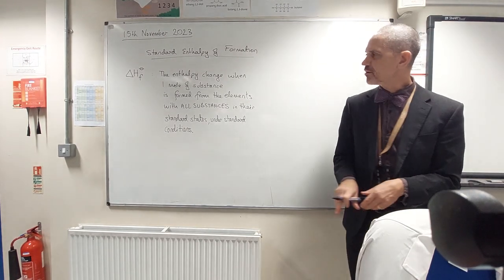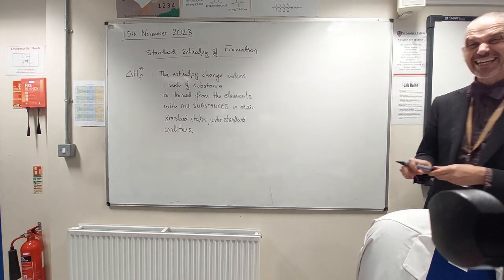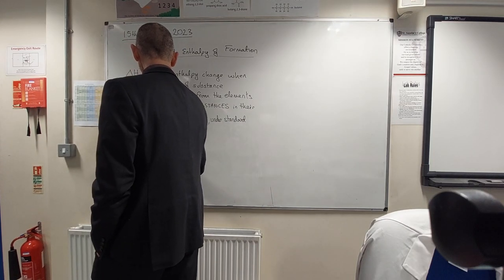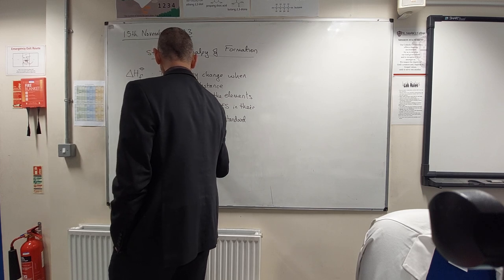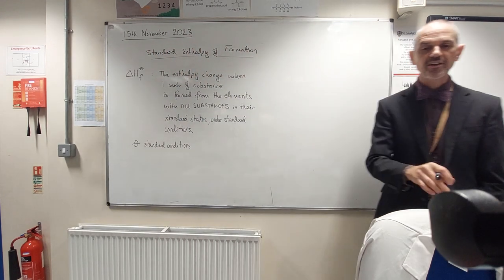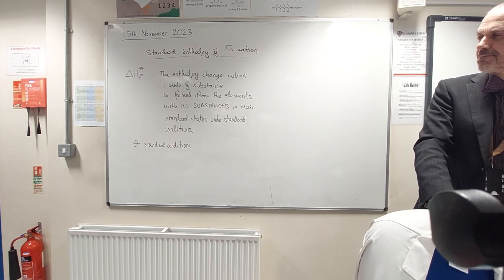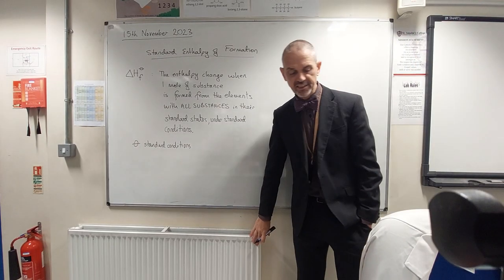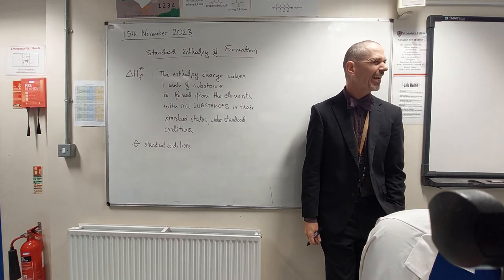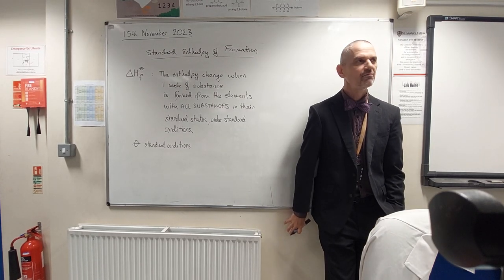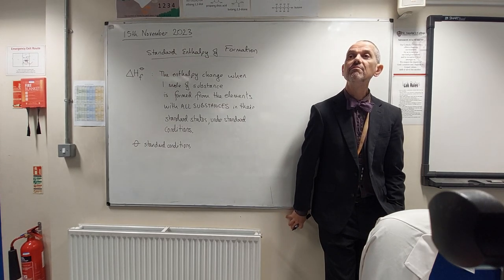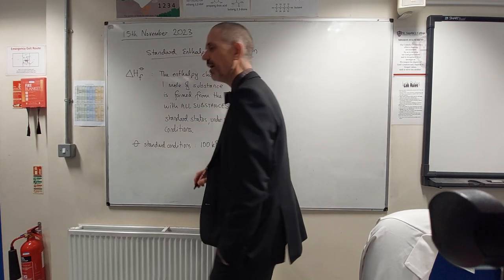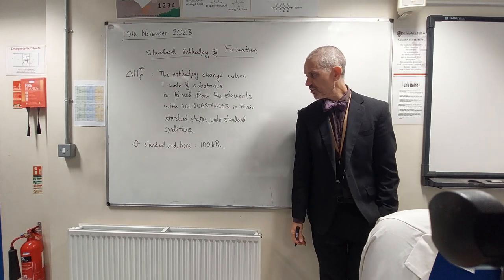I'm going to leave that 1 mole of substance formed from the elements. Let's do the standard conditions bit first. Standard conditions. The symbol is that London Underground symbol, a circle with a line through it, and it means that we have a standard version of this enthalpy change. Standard conditions? 100,000 pascals. Very good. 100 kPa. That's supposed to be standard atmospheric pressure.